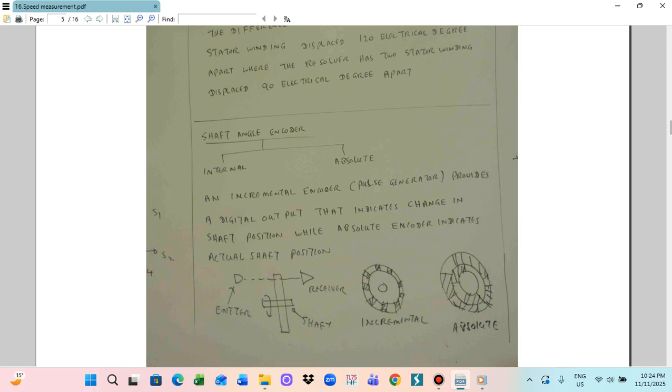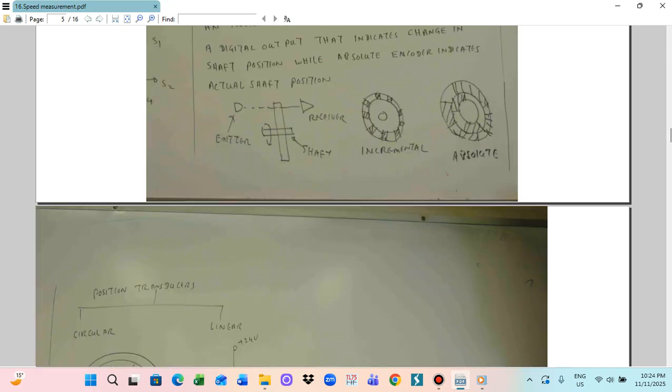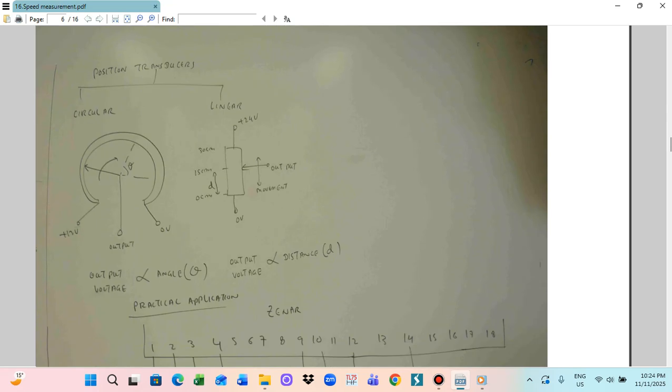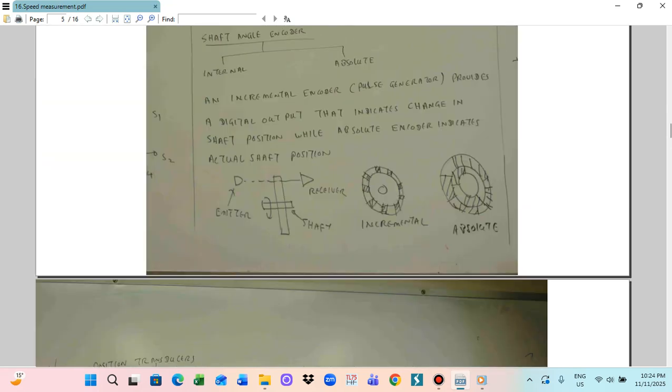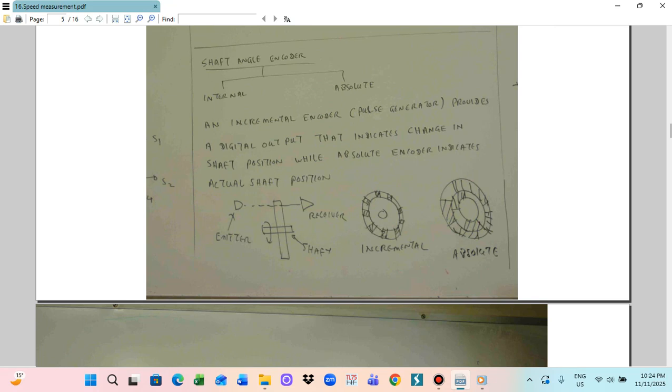By using the absolute guide, depending on the black and white segments, it produces the path. The path nature depends on how you put the increment or absolute. The path is proportional to the shaft position. So there are two kinds: one is the increment and the other is absolute. Increment is where all the black and white sectors are separated equally, but the absolute we bring in this way. So by this we can produce the path.